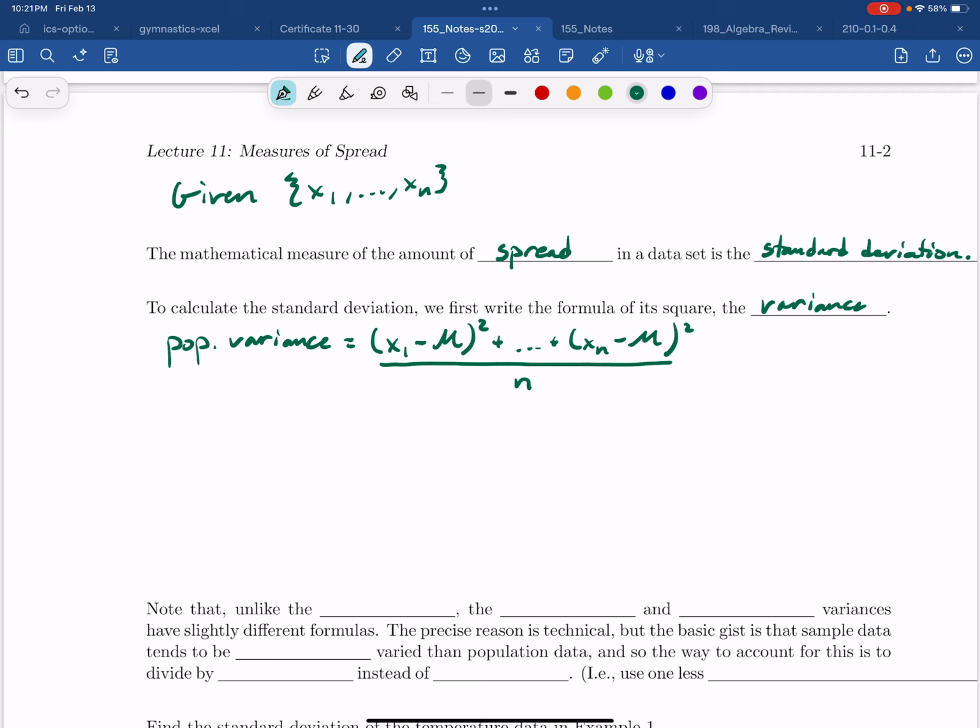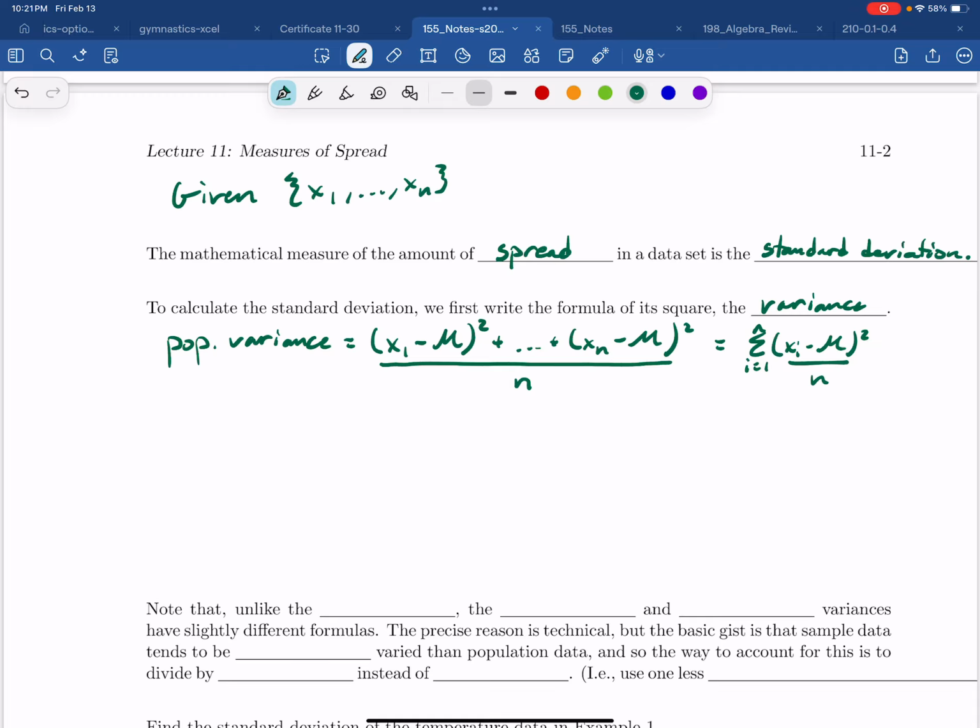Now you might see this written a little more compactly in the book. You don't have to worry about it, though. I'm just writing that there for fun. That's the population variance.